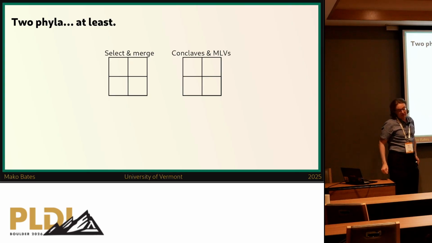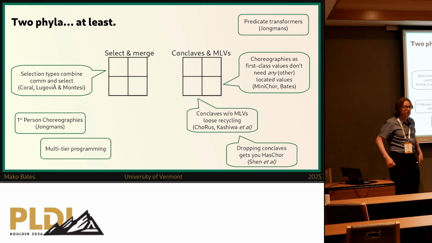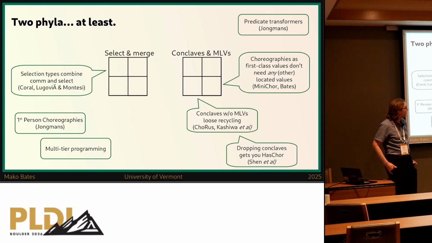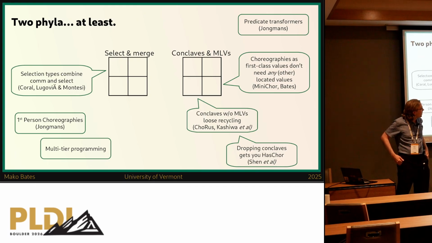But that's not comprehensive. Choreographic programming is getting to be a large and diverse field of study. So selection types are cool. You see those in Choral. First-person choreographies are pretty new and probably somehow related to multitier programming. If you start removing capabilities from conclaves and multiply located values, you get version 1 of Chorus, which was presented a couple years ago. And if you keep deleting stuff, you get HasChor.